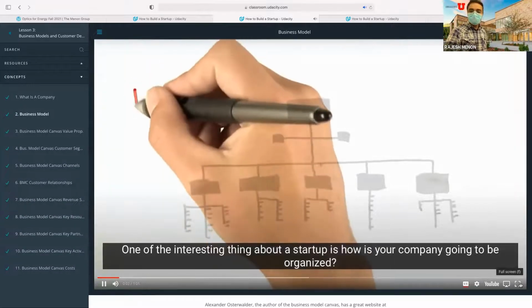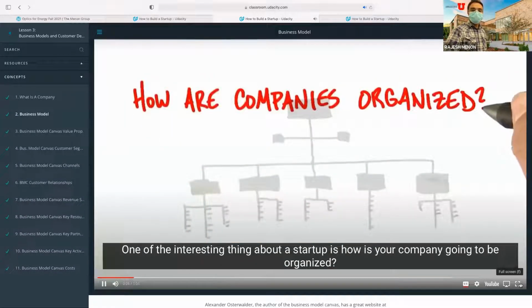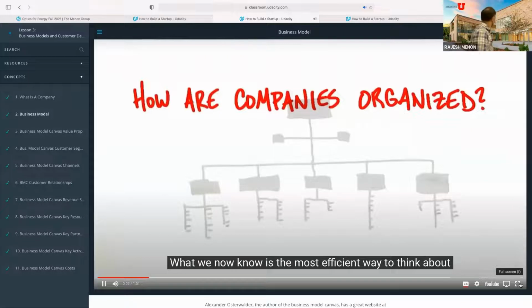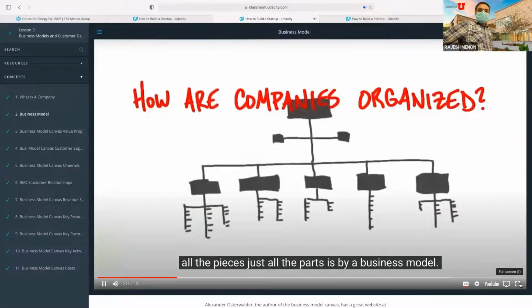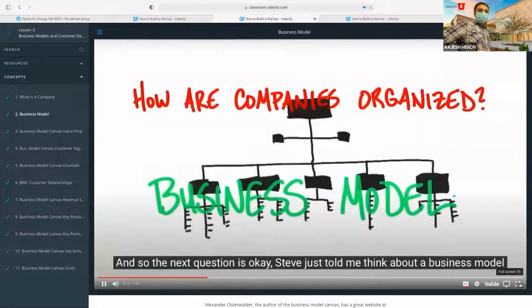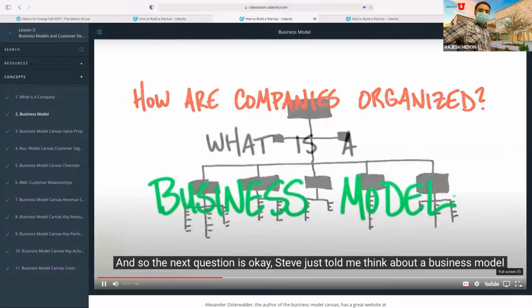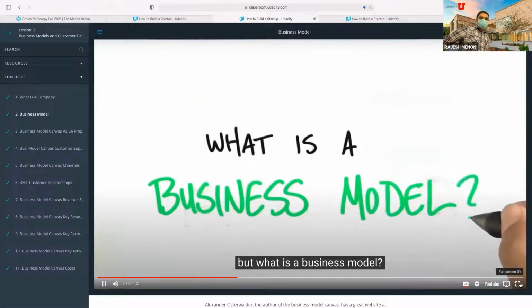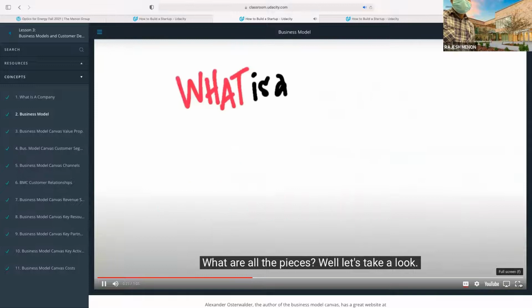Thinking about a startup is, how is your company going to be organized? And what we now know is the most efficient way to think about all the pieces, just all the parts, is by a business model. And so the next question is, okay, Steve, you just told me to think about a business model, but what is a business model? What are all the pieces? Well, let's take a look.